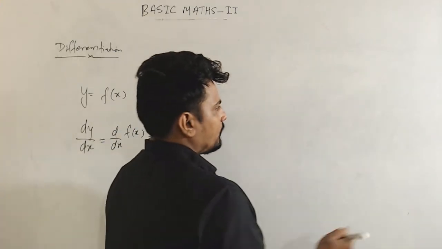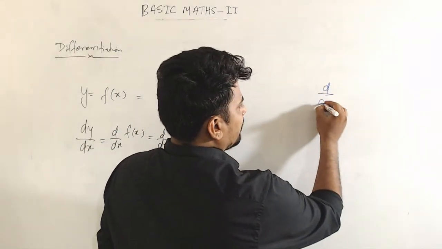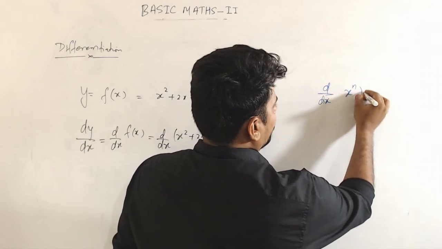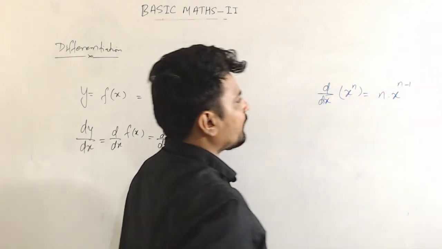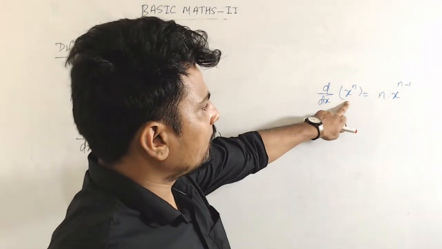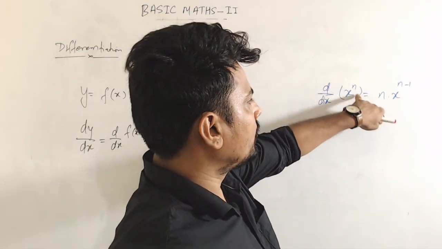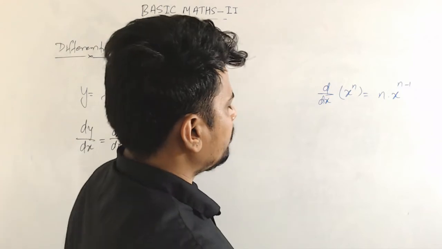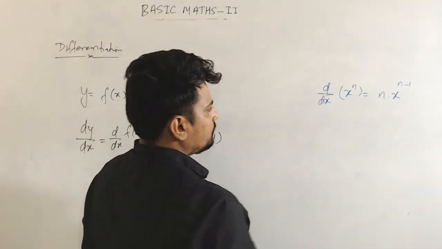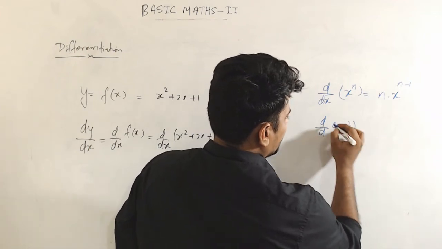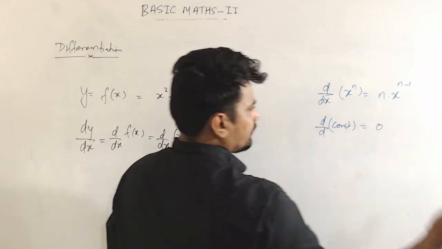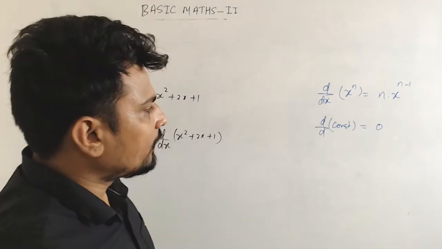So for that, here we have d upon dx of x to the power of n is given as n times x to the power n minus 1. As in, this power would come over here and this would go up there with a power of 1 less. Now, if I have a constant, its differentiation is going to be 0, because of course the constant is not going to change. That will remain as it is.